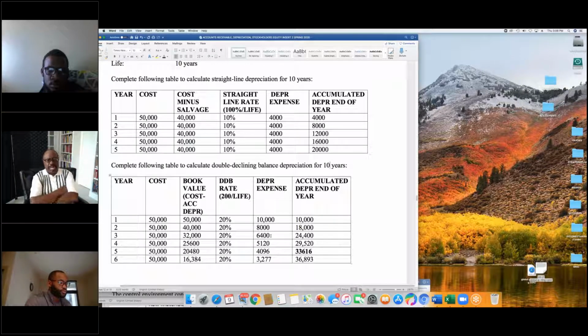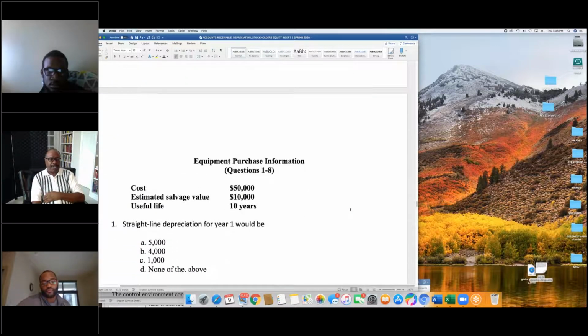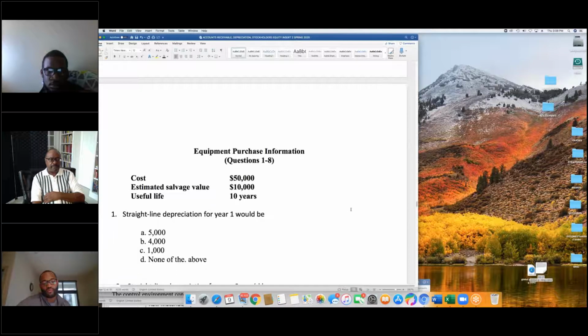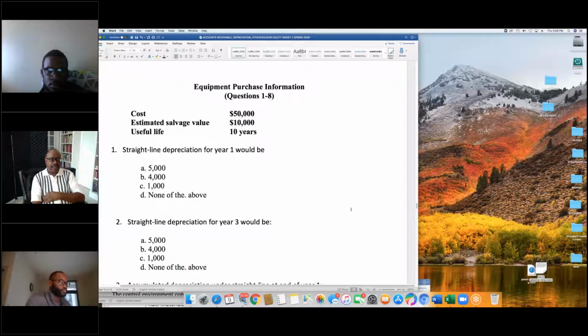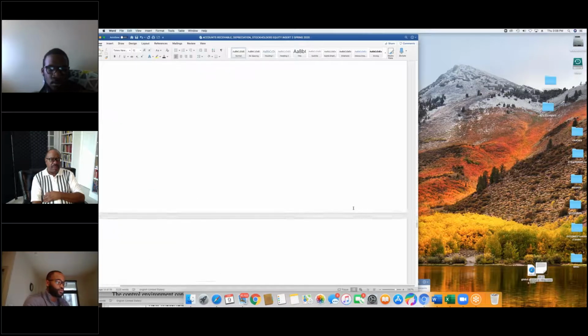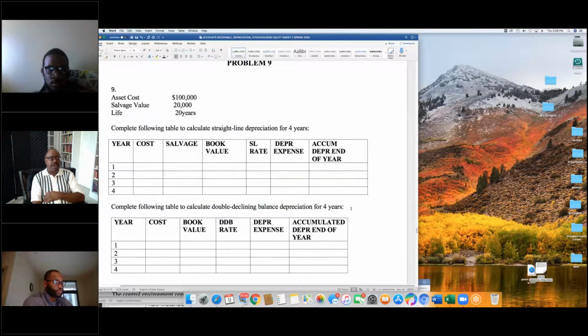So it's really a mechanical process. The balance that we depreciate goes down each year. The amount goes down each year. Any questions on double declining balance? So everybody can do that. So on your examination, you have to do a chart like this. Can you do it?